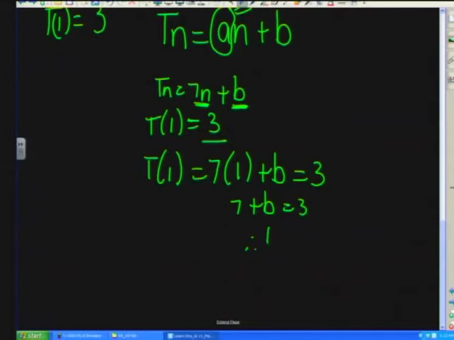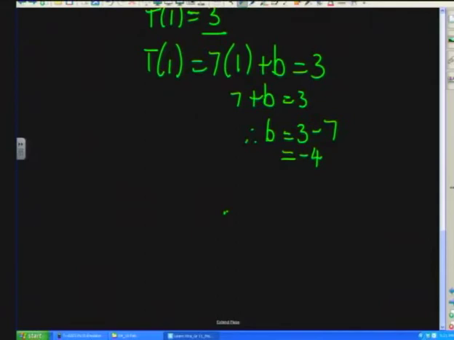Therefore, b will be equal to, take your 7 to the right-hand side and just be careful with your signs. So 3 minus 7 will give me negative 4. Okay, so therefore, our formula now becomes Tn, or our general term, Tn is equal to 7n minus 4. So that's the general term.